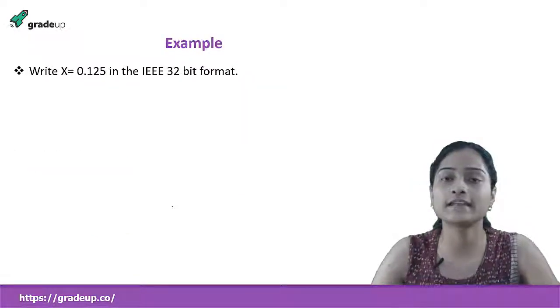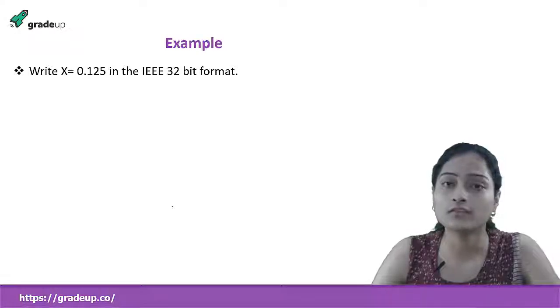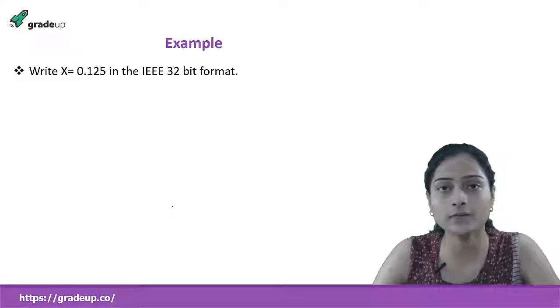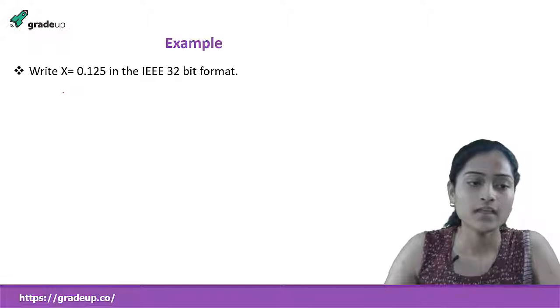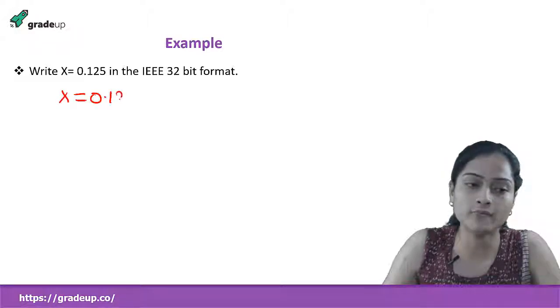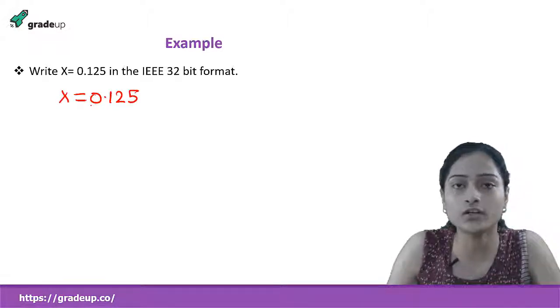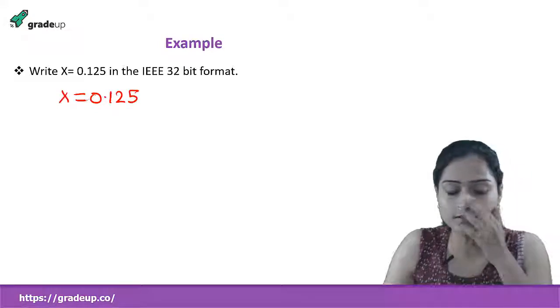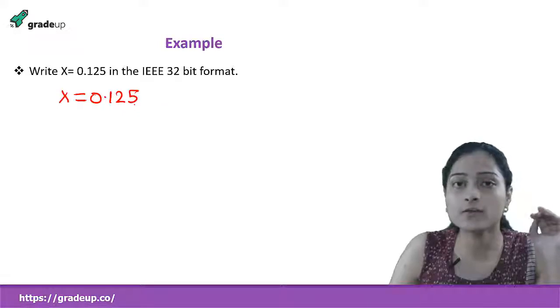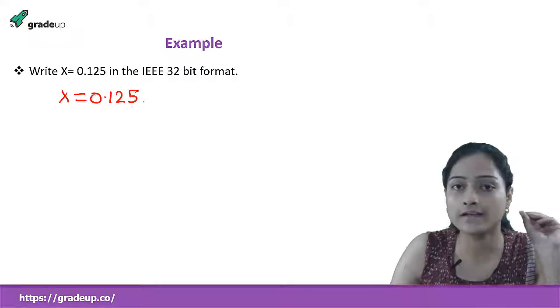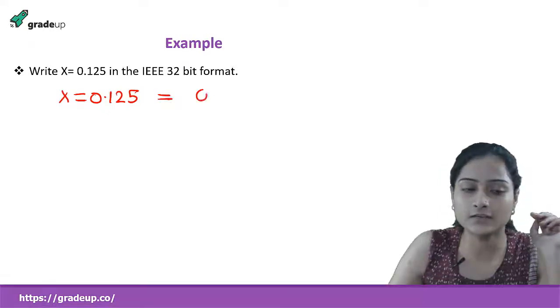So let us solve an example for storing your data using the IEEE 32-bit format. Then you will get clarity on how to store your data using floating point arithmetic. Let us see. This x is equal to 0.125. This is the data which you want to store in your system. First of all, whatever data you want to represent, you have to convert it into the binary format. So the binary representation of this data is 0.001.